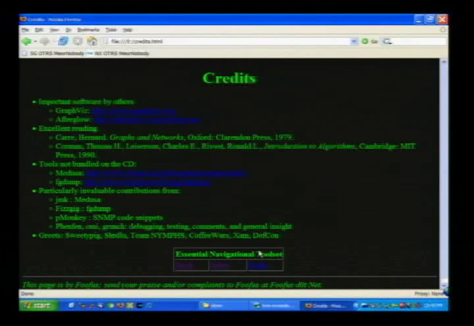All right, so some credits. I use GraphViz. I worship Afterglow. Here are two books that I would strongly recommend. The Graphs and Networks book is all you need to know about graph theory. The Algorithms book is a way of traversing those graphs. There's lots of good stuff in there.